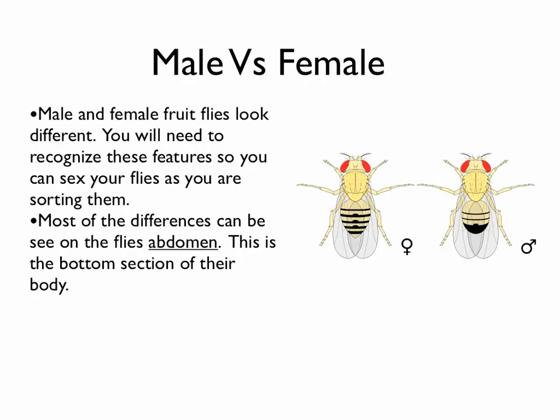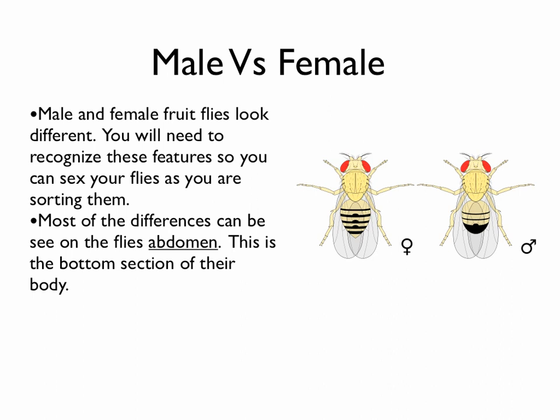Last slide. You have to be able to tell the difference between a male and female fruit fly. And don't look for a penis. You are not going to see it. Male fruit flies keep their penis-like structure inside them, and then they put it into the female and fertilize internally, and then she lays her eggs. So the male and female fruit flies look different. You're going to need to be able to recognize these differences.